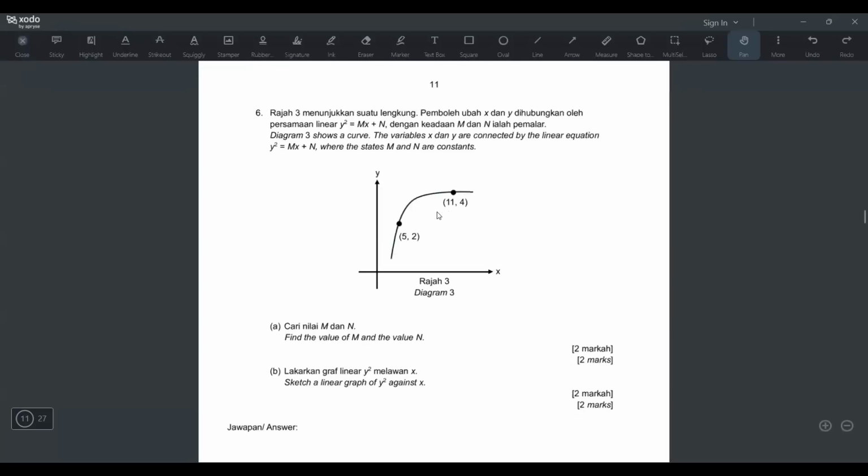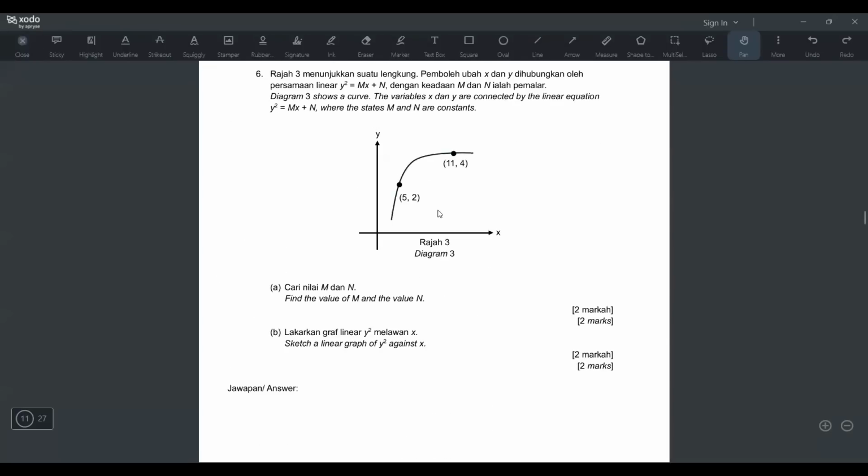Let's continue. Okay, let's do number 6. All right, what is this? Looks like a linear law question. Diagram 3 shows a curve. Okay, I can see it.